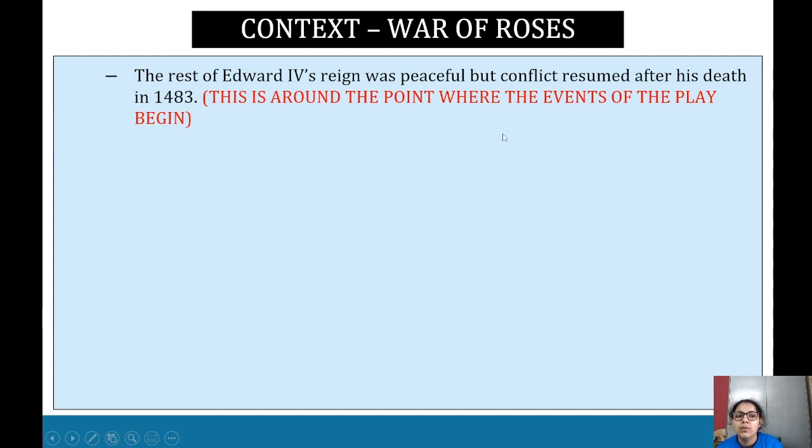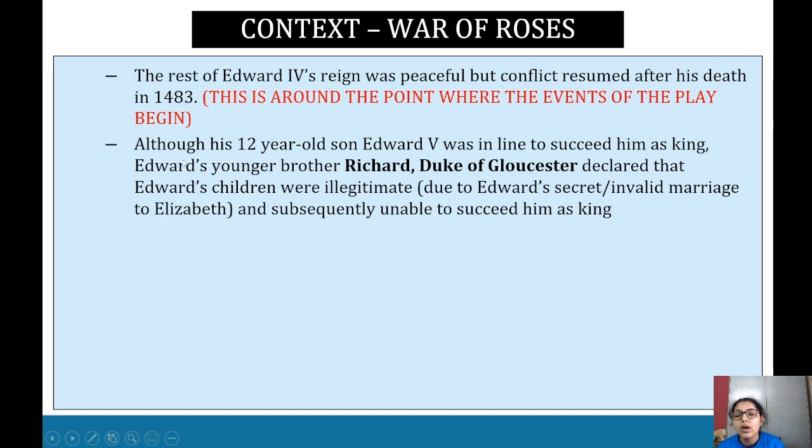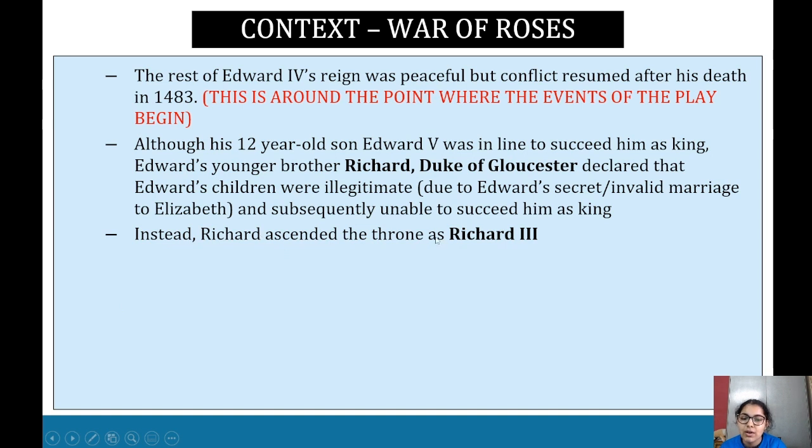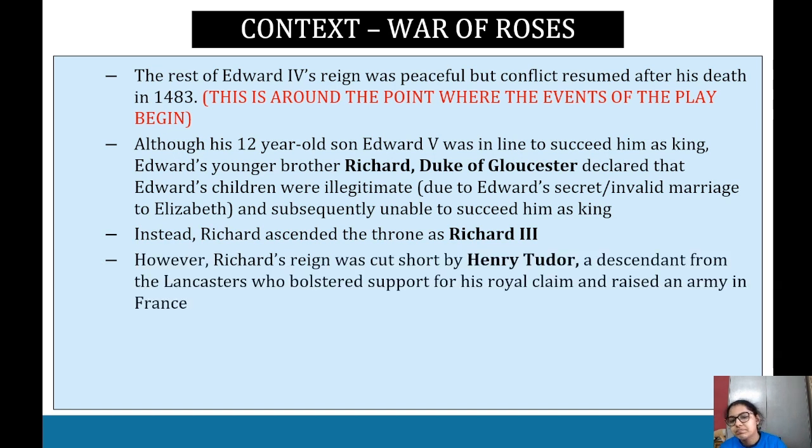And this is around the point where the events of the play begin. Although his 12-year-old son, Edward V, was in line to succeed him as king, Edward's younger brother, Richard, Duke of Gloucester, declared that Edward's children were illegitimate due to Edward's secret invalid marriage to Elizabeth, and subsequently they were unable to succeed him as king. Instead, Richard ascended to the throne as Richard III. So Richard, Duke of Gloucester, is Richard III. That can always be confusing, but remember, Richard is the Duke of Gloucester, and George is the Duke of Clarence.